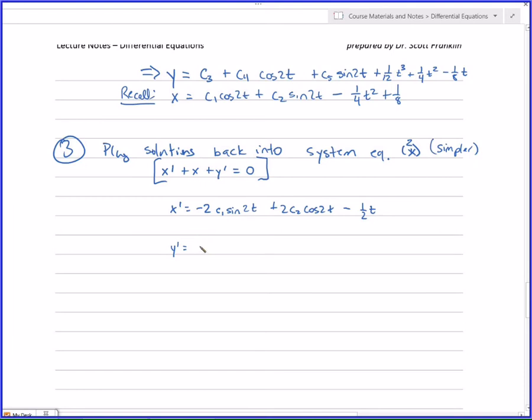I need y prime also, which is going to be C3, that goes to 0, minus 2C4 sine of 2t plus 2C5 cosine of 2t plus 1/4 t squared plus 1/2 t minus 1/8.